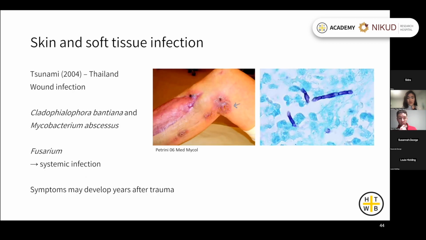And again, with the tsunami, there are reports from Thailand of polymicrobial infection of wounds, including with organisms such as Cladophialophora bantiana, which normally causes infection in immunosuppressed patients, but here causing wound contamination, and also infection with Fusarium, which in one case progressed to systemic infection. And there's a wide variation in the time of onset. So these infections may occur weeks after the trauma, as in this case here, or they may present several years, 10 or 20 years later.